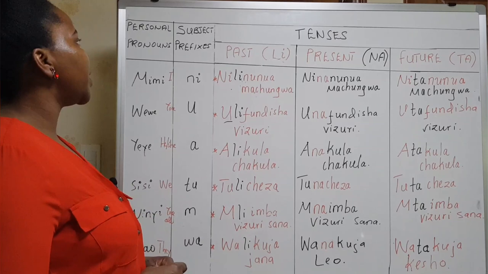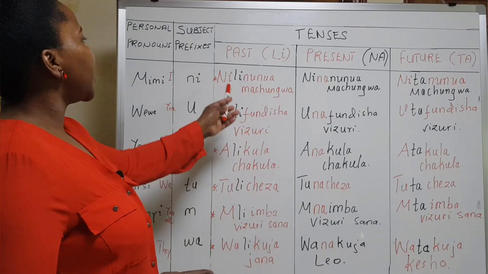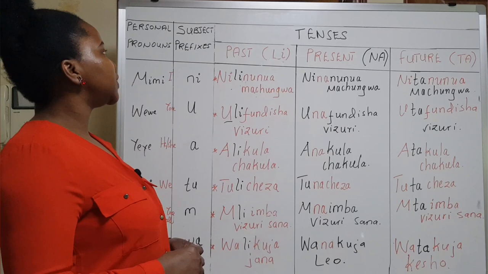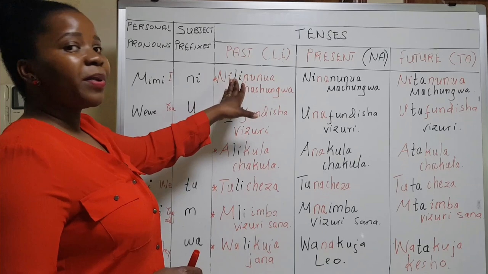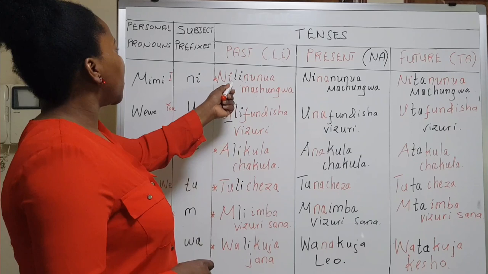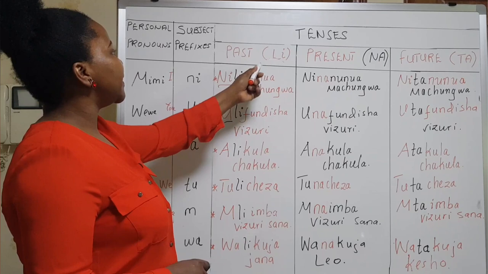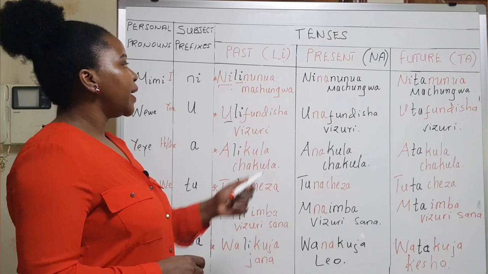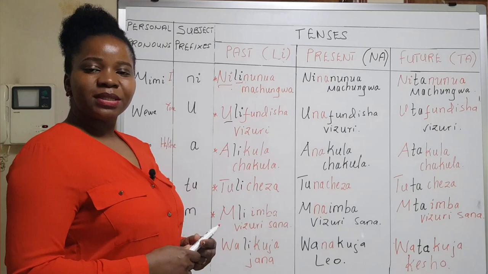We have past tense, present tense, and future tense, starting with past tense. For the past tense, we use li. So when you want to make a sentence, you start with the subject prefix, you put li, which is past tense, and you add a verb. Okay, let's take the first example here. Nilinunua machungwa. Ni is the subject prefix, remember, and li is the past tense, and nunua means buy, and machungwa is orange. So when you want to say I bought some oranges, in Swahili we say nilinunua machungwa.